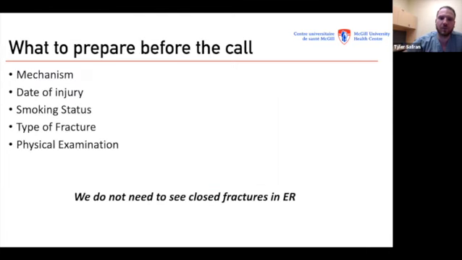So what to prepare before you call? Always know the mechanism of injury: crush, laceration, FOOSH, smoking status, type of fracture, physical exam, etc. Because that basically will say, if it's a patient that's a heavy smoker who has a boxer's fracture a week ago, they're much more likely to be able to be reduced in the emergency room than a very healthy young patient who had a boxer's in the same time frame. So it also changes the way that we see these patients as well.